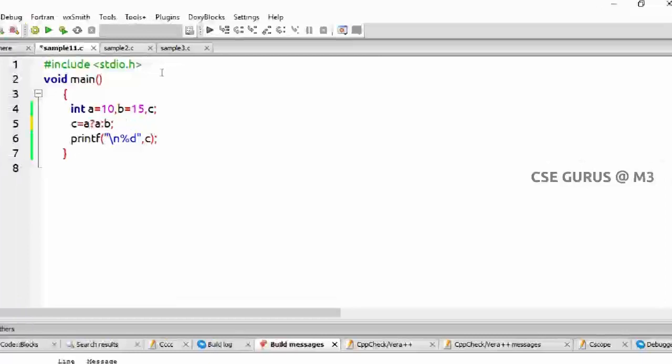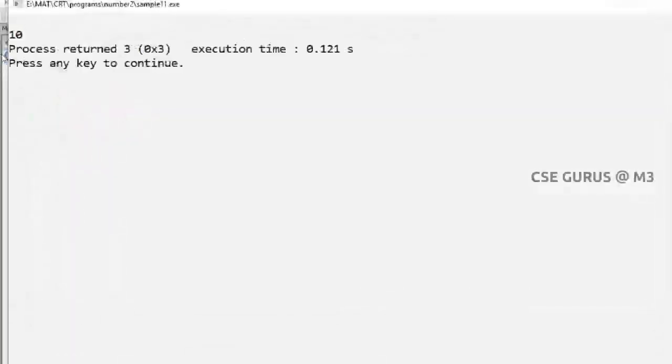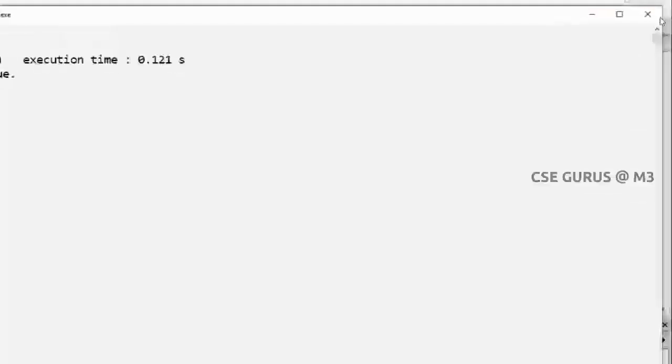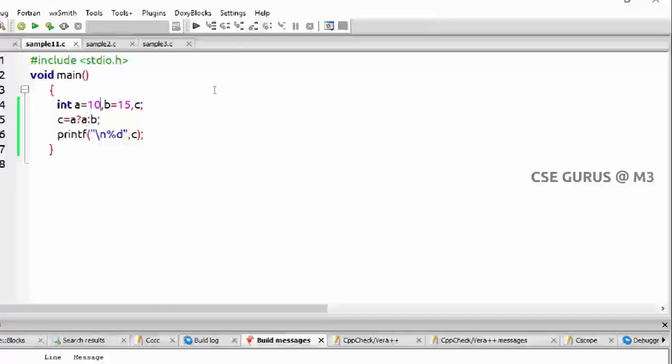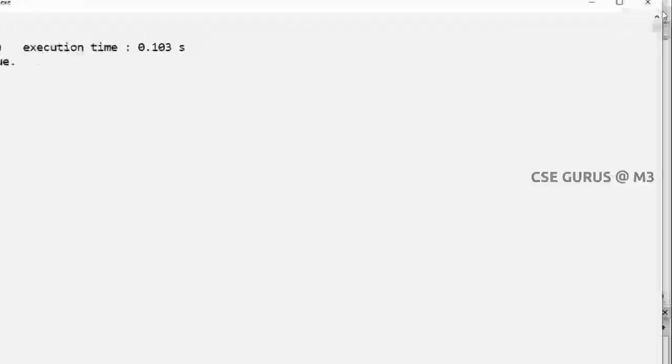And you can write simply like this, A. So what is the A value? 10, right? 10 is non-zero, right? Non-zero means true. True means the first value will be taken. What is the first value? 10. So like this it will be taken. And let me take A equals 0. 0 means false. So what is the B value? 15. So like this also you can give, 15 is the answer.